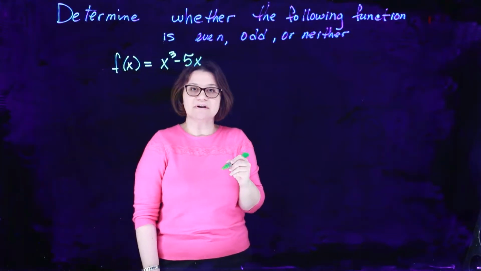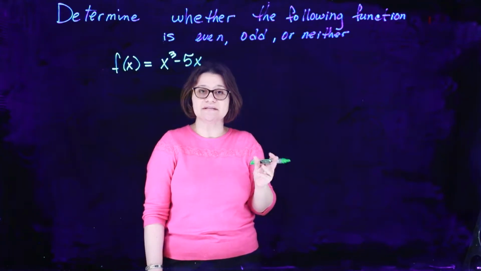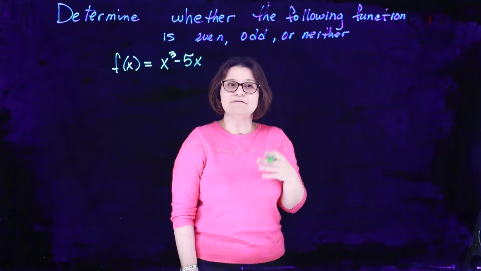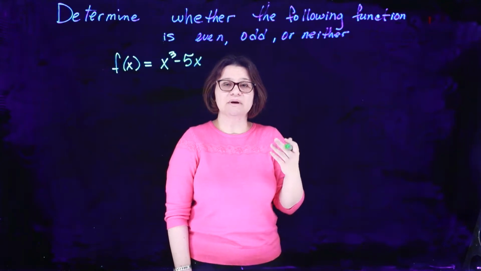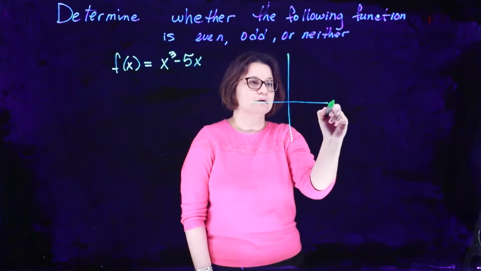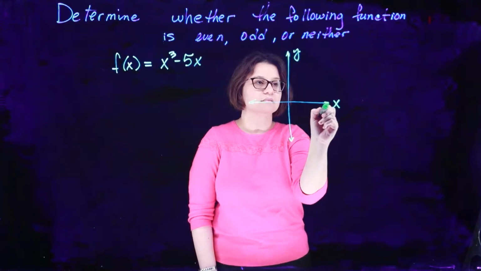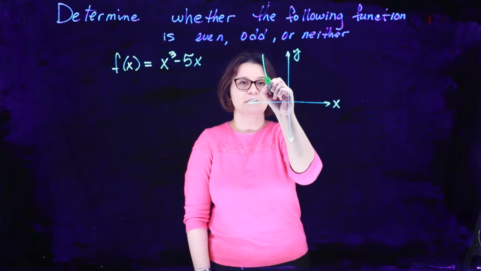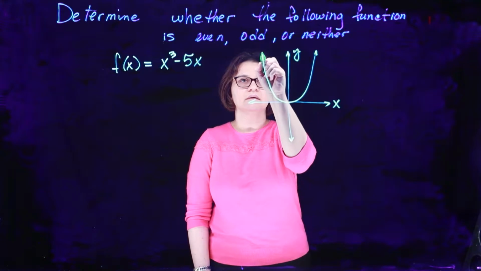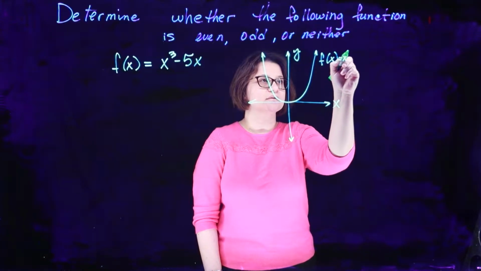To determine whether the function is even, odd, or neither, we're going to have to consider several criteria. To remember the rules, to remember their criteria, I'd like for you to think about looking at the following two functions. One of the functions looks like this. Let's have our xy axes. Let me draw an almost perfect parabola: f of x equals x squared.